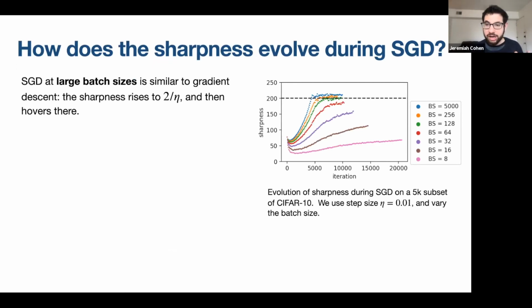Here I'm running SGD and plotting the evolution of the sharpness, with the same learning rate but different batch sizes. The blue batch size is 5,000, which for this problem is full batch, since there are 5,000 training examples. Orange is smaller, green is smaller still, and so on. I can't read the label because that bar is in the way, and I can't move it. Pink is the smallest.